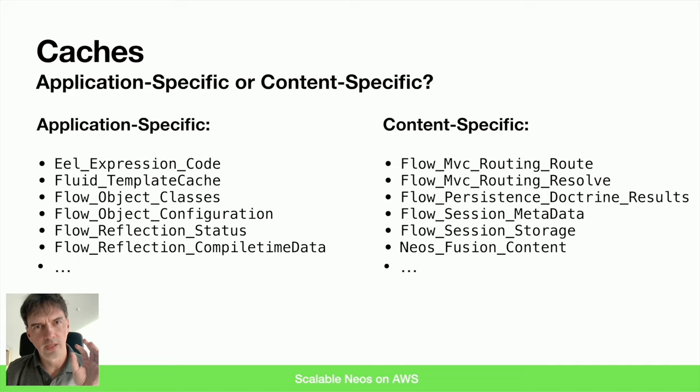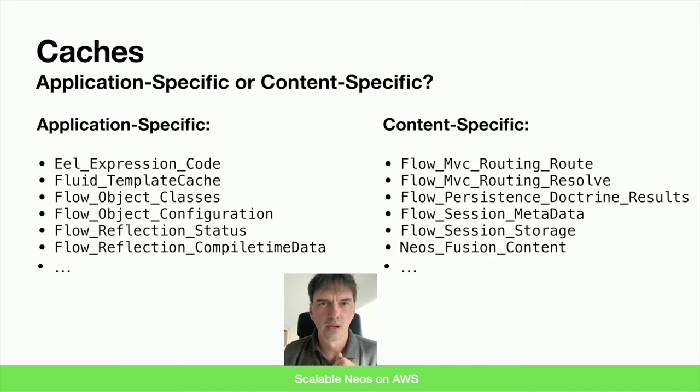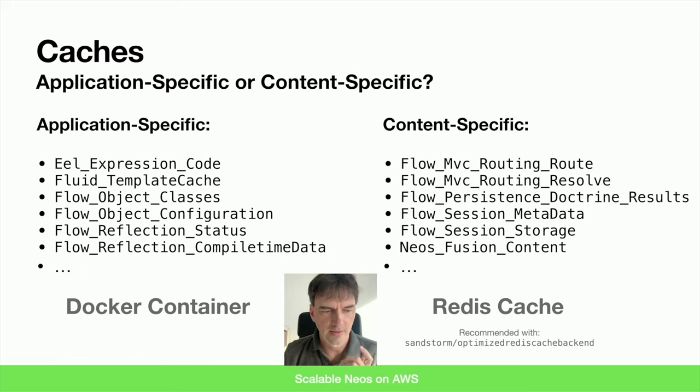So basically, we have the application-specific caches, which don't need to be shared because every container, every worker can use its own cache, and then content-specific caches which need to be shared amongst all of them. And it's very easy. For the application-specific caches, we add them to the Docker container. We keep them in the file system in the Docker container. For content-specific caches, we use Redis to have a shared cache for all workers to use in a shared way.